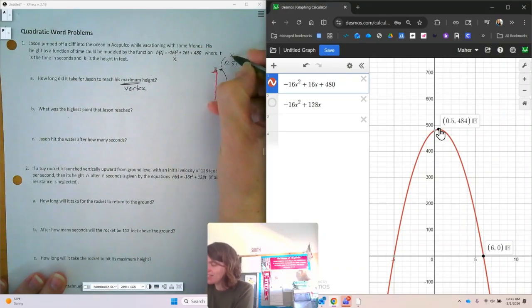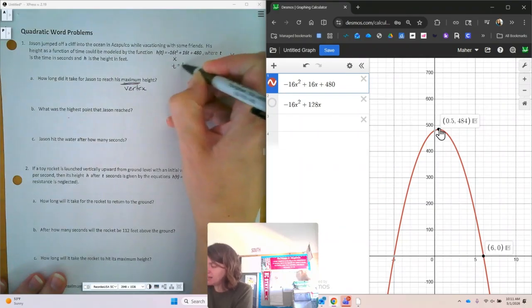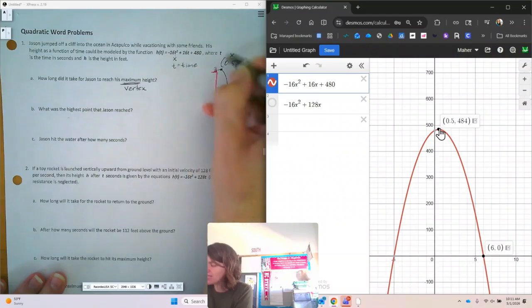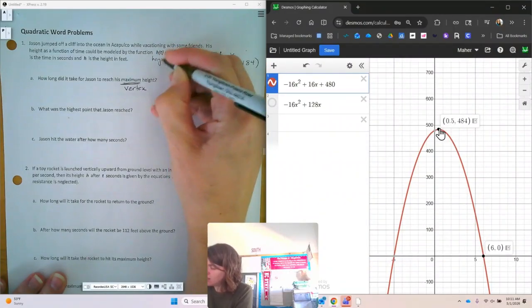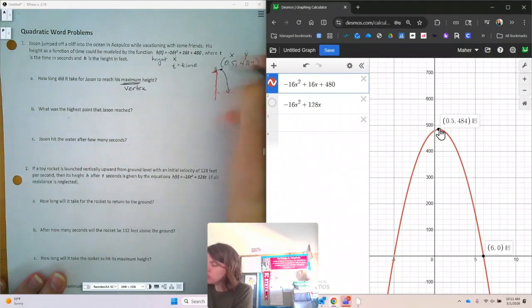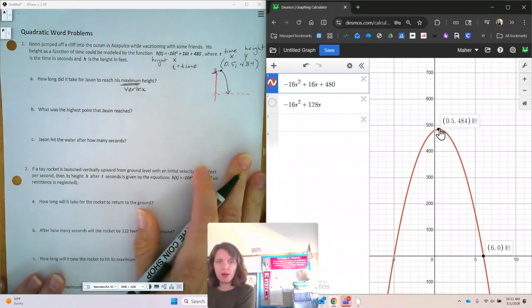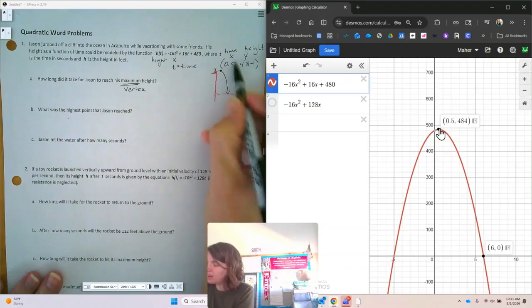and so my x is this first number. If I thought about it as t, it equals time. And so x is still my time. And the other part, the h, is the height. The h is the height, and that's my y. So these two numbers represent the time and the height. So basically what I'm saying is that this is the time it took me to get to that maximum height.